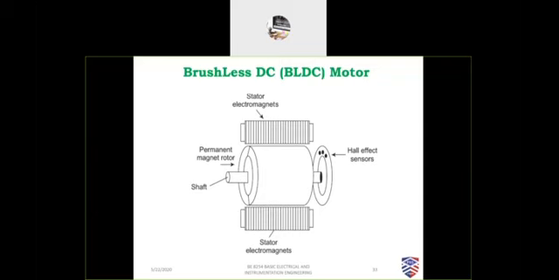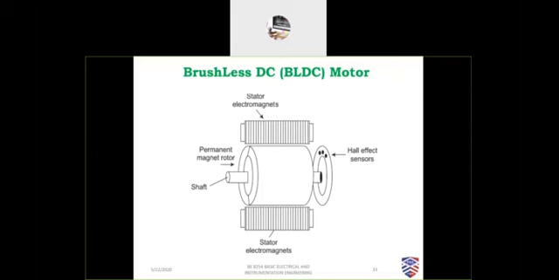So this is the stator electromagnet, and the inside is a rotor. There are Hall effect sensors. It's a permanent magnet rotor, available in the book. Outside stator, inside rotor.